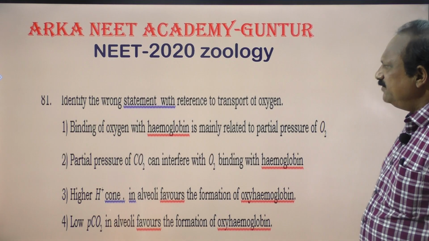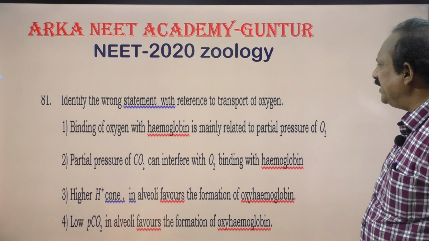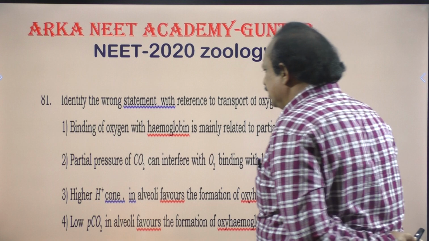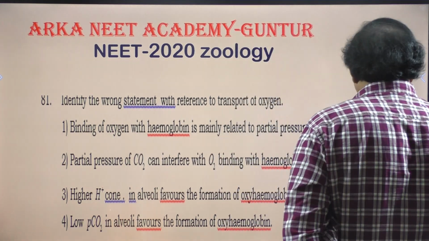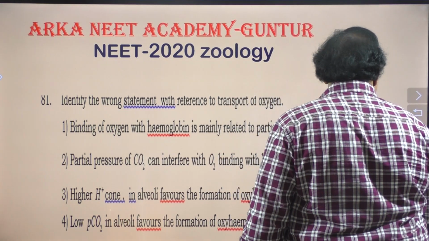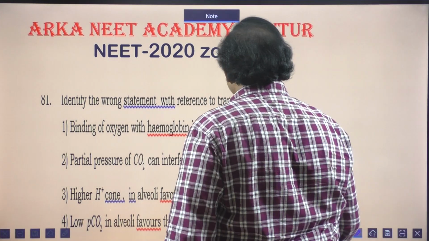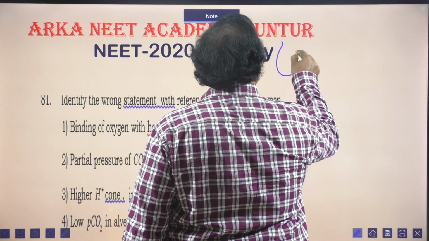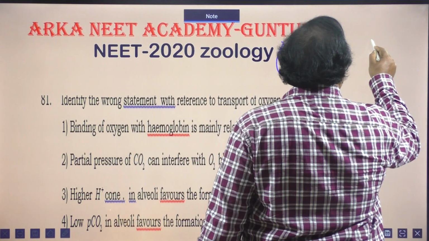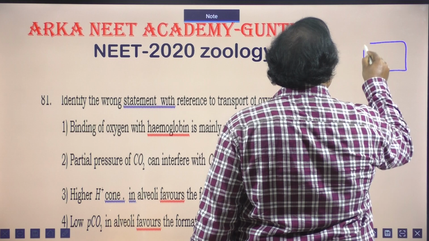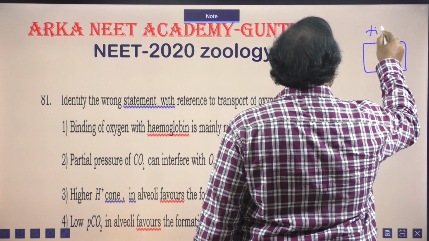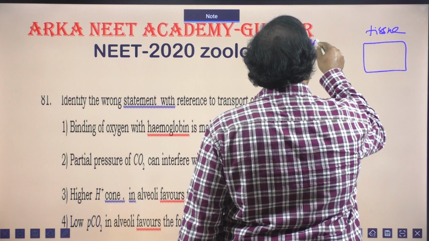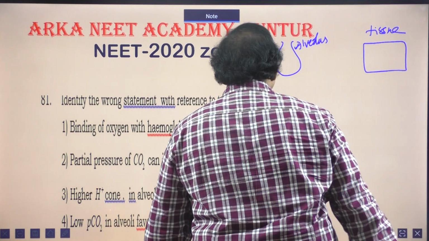And then, identify the wrong statement with reference to the transport of oxygen. Now, students, look at this one. Here, this is the alveolus and here is the tissue. This is tissue and this one is alveolus, like this.